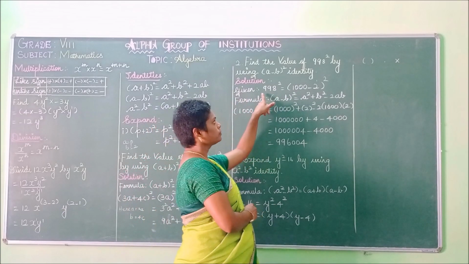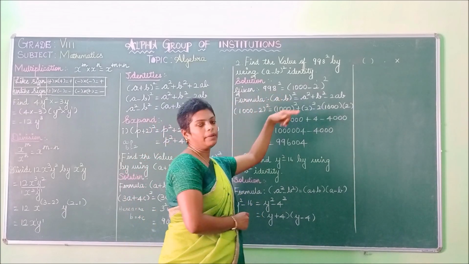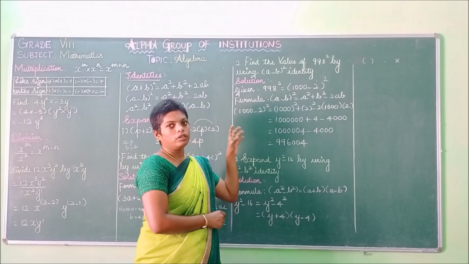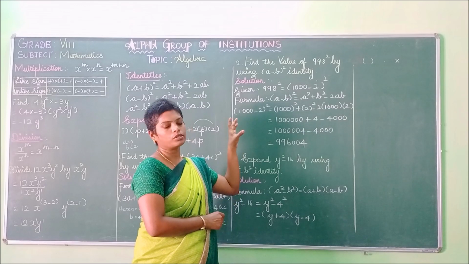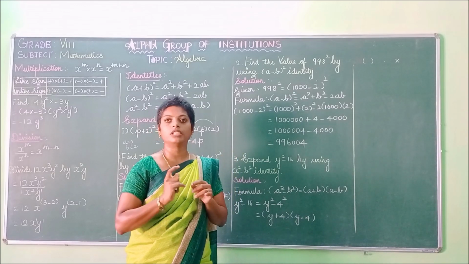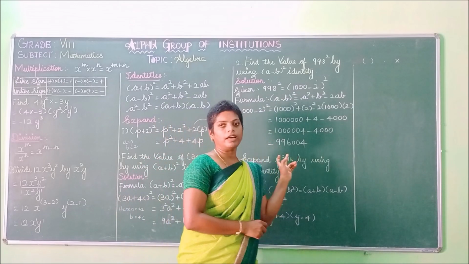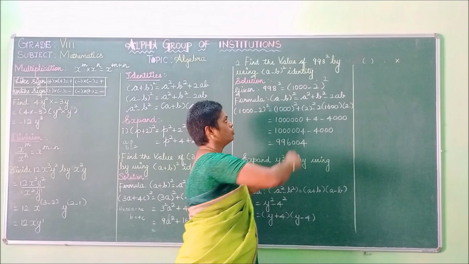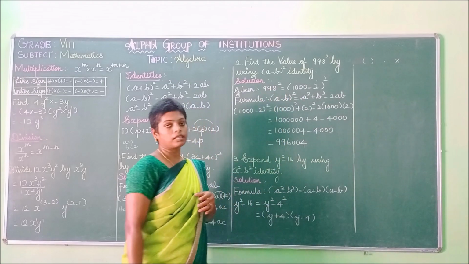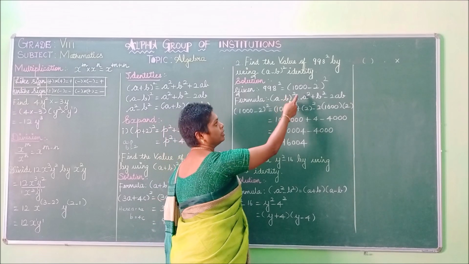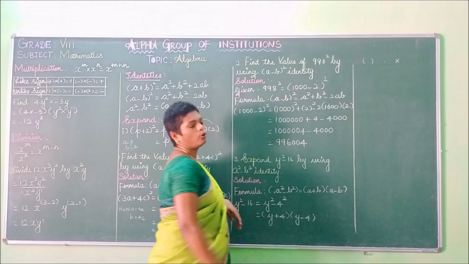So listen, this 998 can be written as 1000 minus 2. They have said to use that formula, so you need both values a and b. Here they gave a single value; using that you have to find and solve this one. So 998 can be written as 1000 minus 2, so (1000 - 2) whole square. It is in the form of (a - b) whole square.